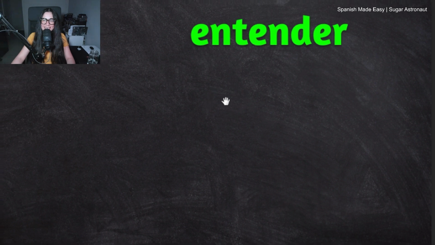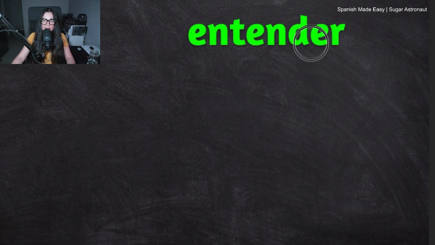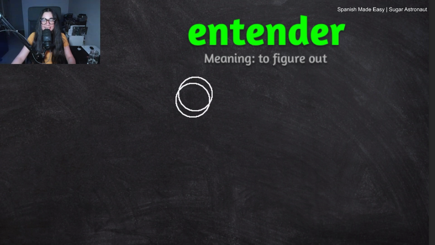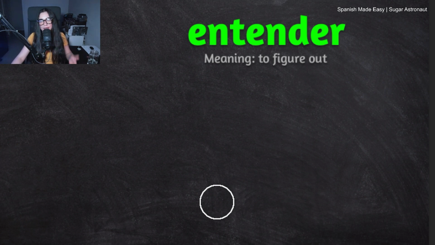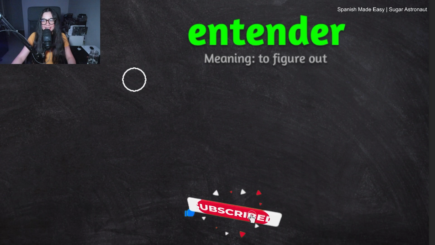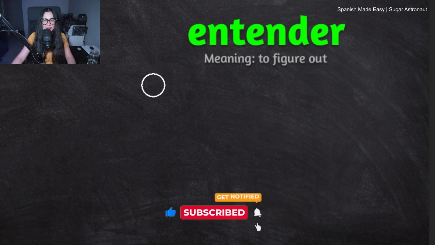Entender. This is a common Spanish verb that has some meanings, and one of them is to figure out. Entender usually means to understand, but it could also be very similar to the phrasal verb to figure out, to figure something out. So let's look at some examples using this verb.